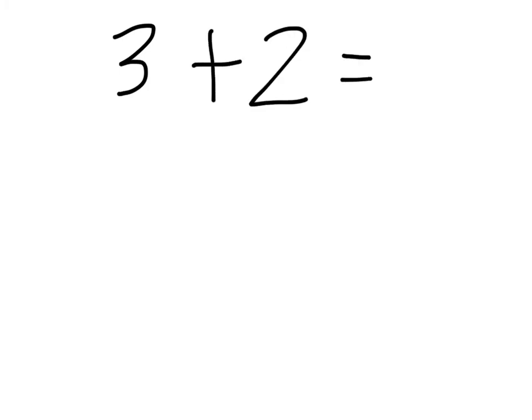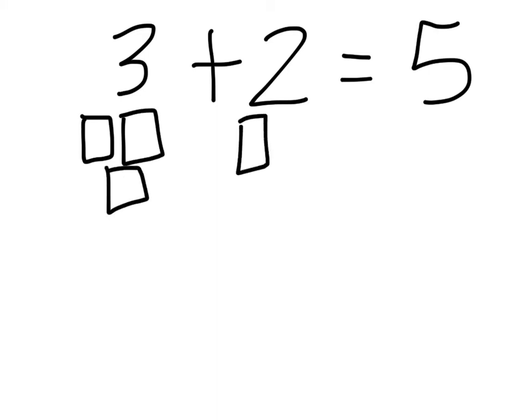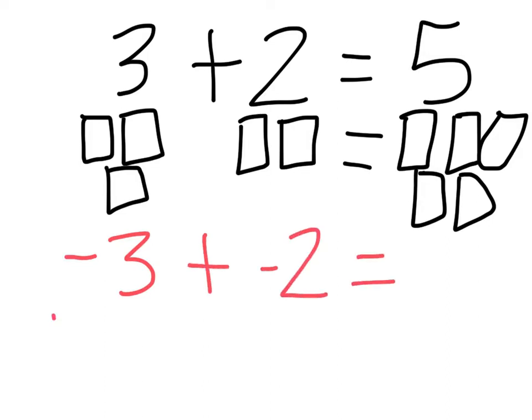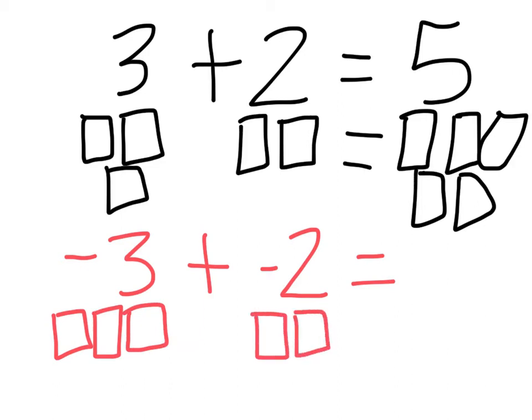So let's try another one. First let's do 3 plus 2. We all know that equals 5. We could draw the picture. We have 3 boxes plus 2 boxes equals 5 boxes. If we change our color to red to represent negative numbers, we could do negative 3 plus negative 2 equals, we would have 3 red boxes plus 2 red boxes equals negative 5 red boxes.